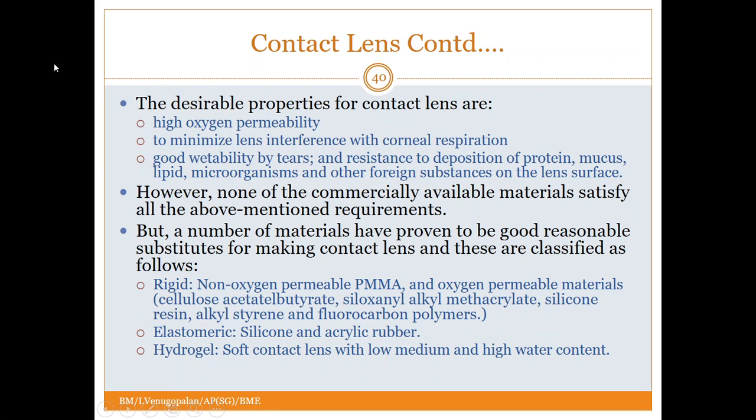So we have been discussing the materials that are used to manufacture contact lenses. Like I said in my last videos, contact lenses are manufactured using one of the four following materials. It is either rigid non-oxygen permeable materials such as PMMA, or oxygen permeable materials such as cellulose acetyl butyrate, siloxane alkyl methyl acrylate, silicone resin, alkyl styrene, and fluorocarbon polymers, right? Or elastomeric materials such as silicone and acrylic rubber.